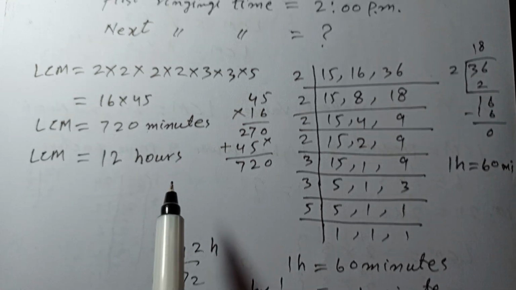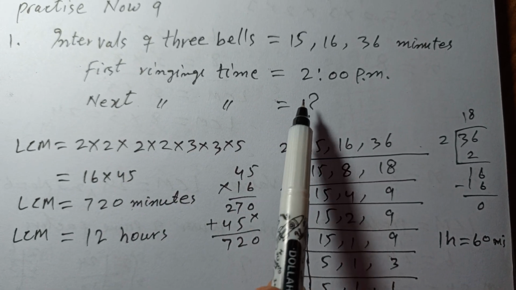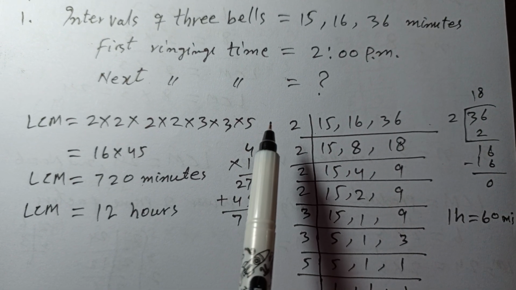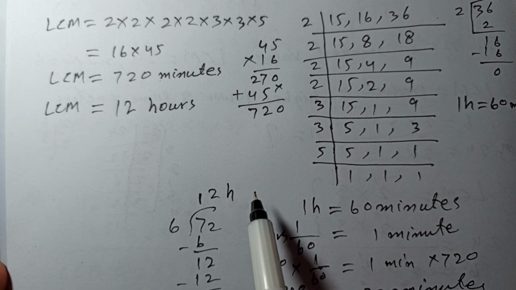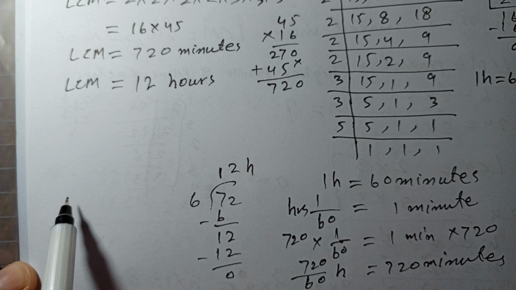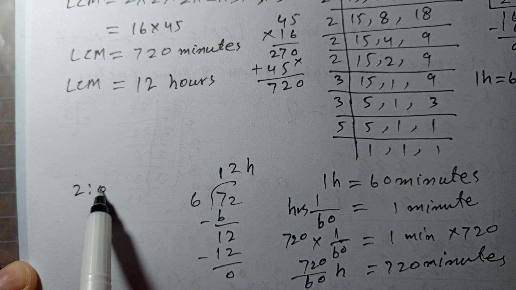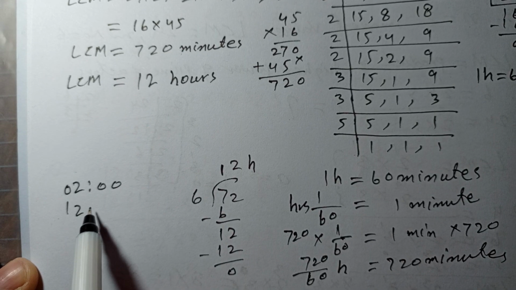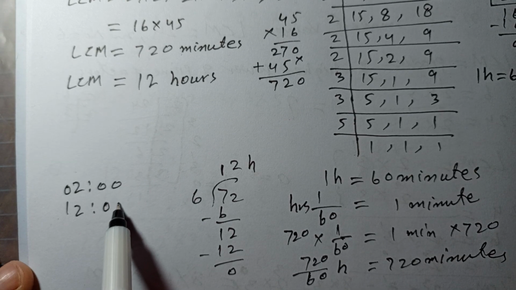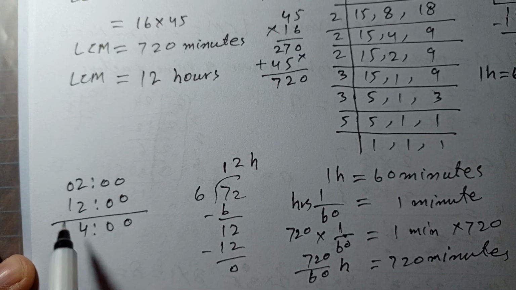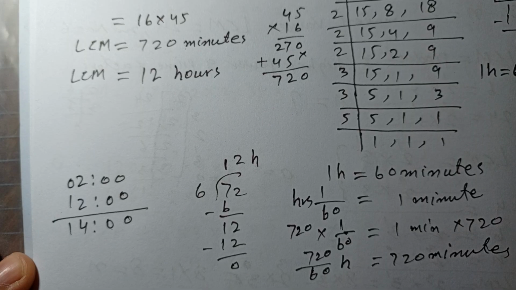Now dear student, to get the next ringing time, we will add this 12 hours to 2 p.m. so that we can get the next ringing time. So I am solving it here. That is 2 p.m. We can write it as 200. You can write 0 here. Now 12 will be added to it. It will become 0 0, and 2 makes 4, 1 here, 14 hours.